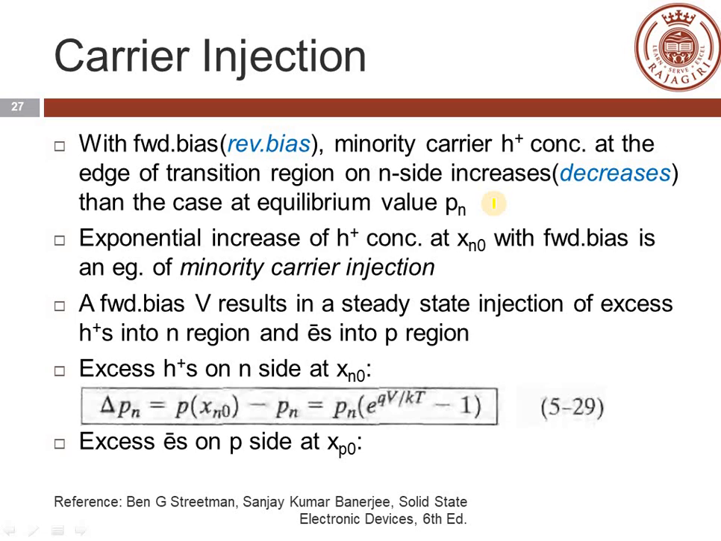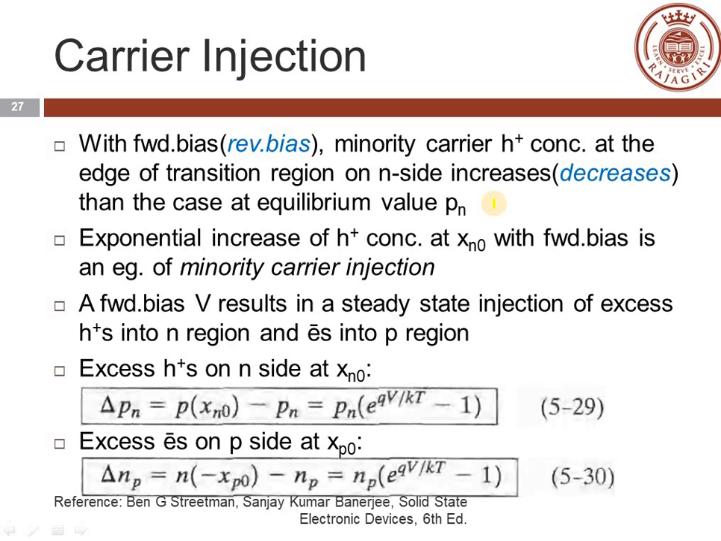Excess electrons on the p side at minus xp0 can be written as capital delta np equal to n of minus xp0 minus np. Here capital delta np is the initial excess electron concentration at the p edge, where n of minus xp0 is the electron concentration at minus xp0, and np is the equilibrium electron concentration in the p region, which is equal to np into e to the power QV by kT minus 1. These are based on the equations discussed earlier.